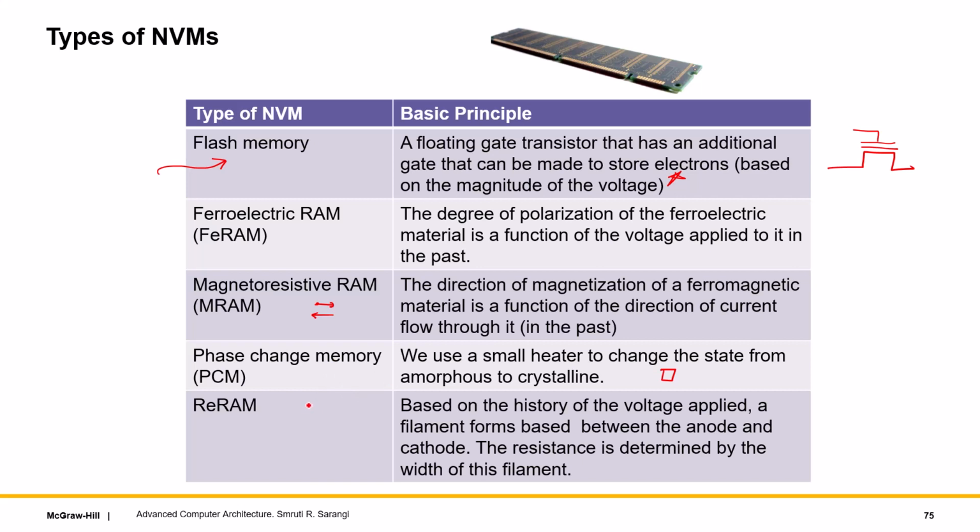ReRAM is a similar idea where we have an anode and cathode. Between the anode and cathode, if a conductive filament of the material forms, then basically you have a low resistance state because now there is a path. Otherwise, you have a high resistance. So in this case, a physical path of ions has to be established between the anode and cathode of a device. The existence of the path means it's a low resistance path. Otherwise, if there is no path, then it's a high resistance state.